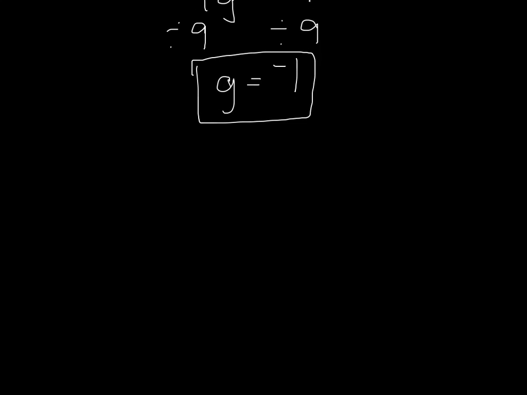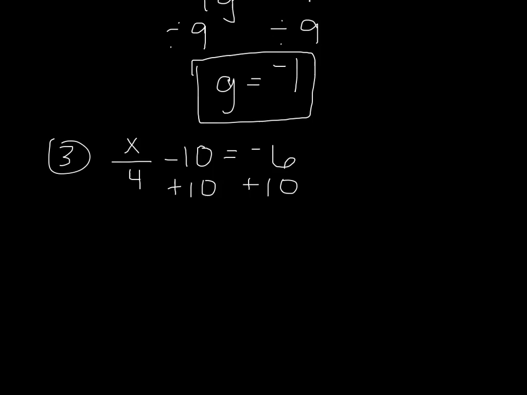Okay, number 3 says x divided by 4, or x over 4, minus 10 equals a negative 6. First, get rid of that adding and subtracting. So I'm going to add 10 to both sides. Okay, so on this side I'm going to have x divided by 4 equals. So if I have $10, but I owe you 6, I can pay you all of it, and I still have $4 left. I have a positive 4.